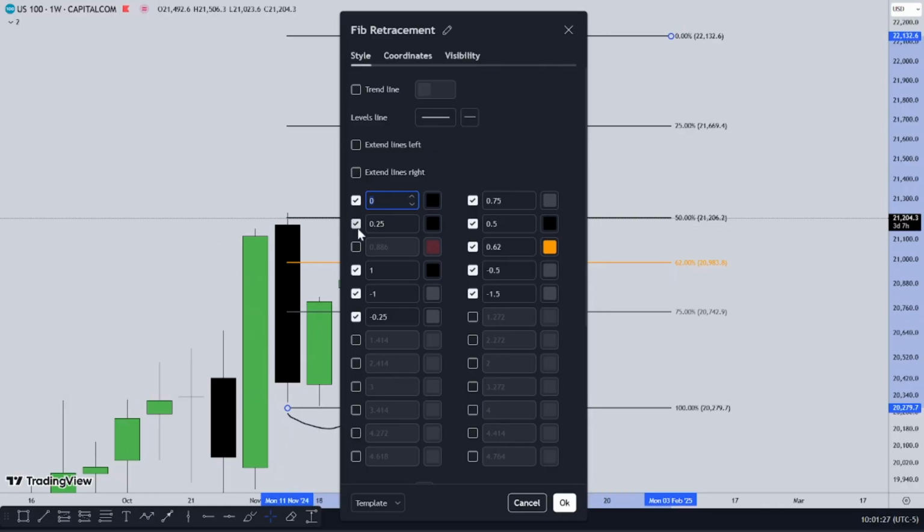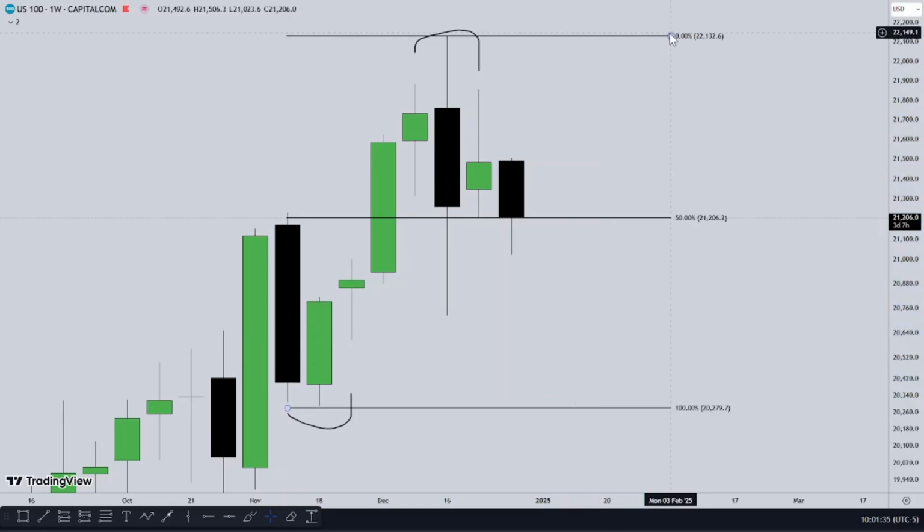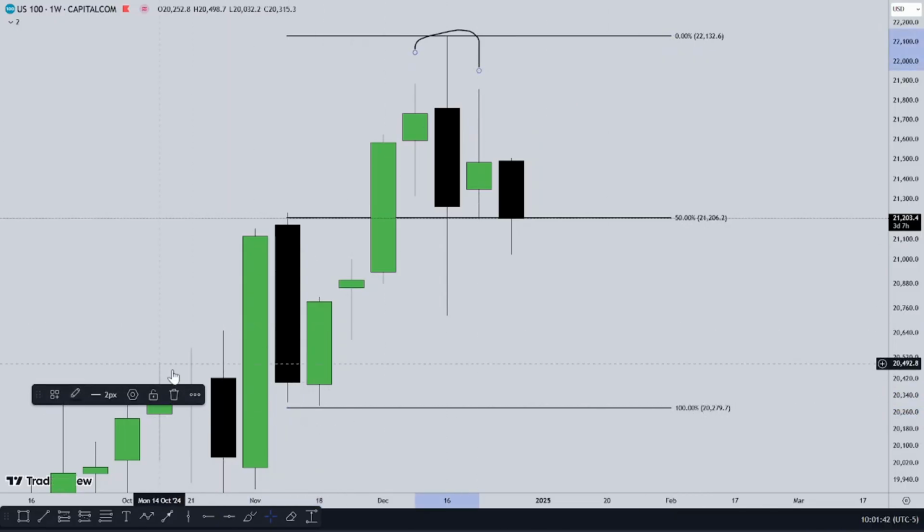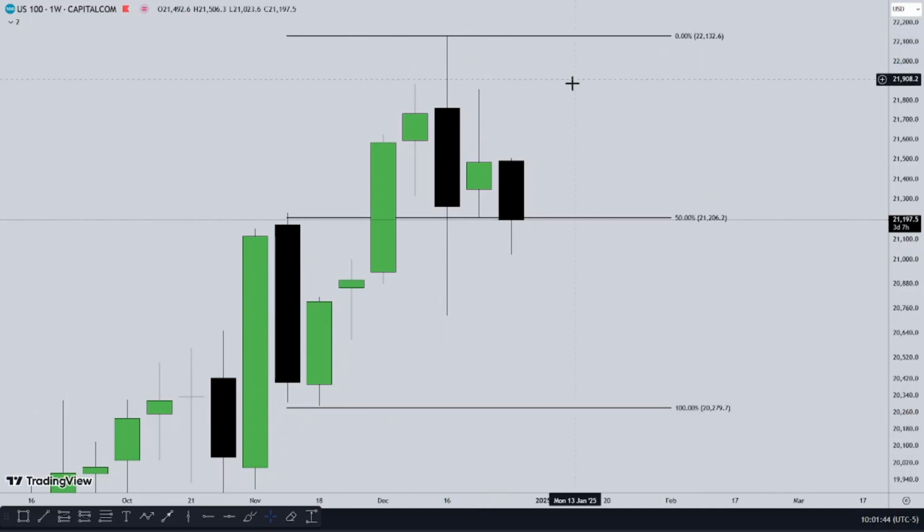So I'll be taking them off, and the 75% and the 62%. Let's focus on from the 0 to 50 and the 50 to 100. Now, the way I place my Fibonacci, this is how I normally use my Fibonacci. I know that below the 50% is the discount, and above the 50% is a premium.